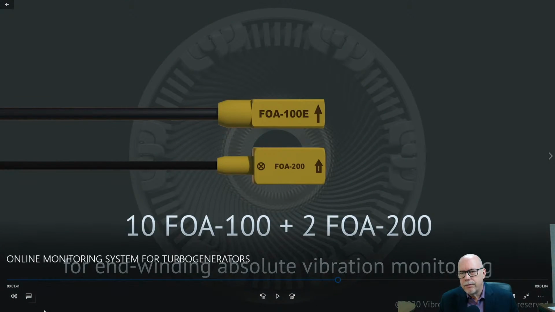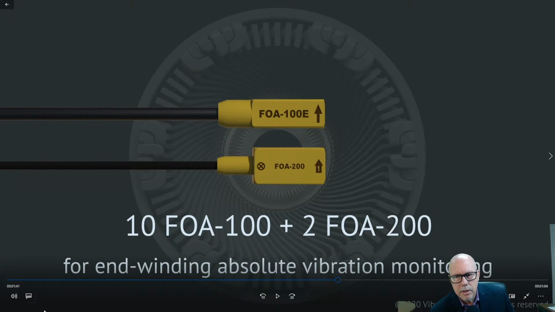And then we also have fiber optic accelerometers. Of course, if you want to install anything on high voltage, you need something that's completely insulated. So these fiber optic sensors have no metal at all in them, so they're very, very safe for use on high voltage components. We usually install 10 single axis, which we call the FOA 100, and 2 dual axis, which are the FOA 200.